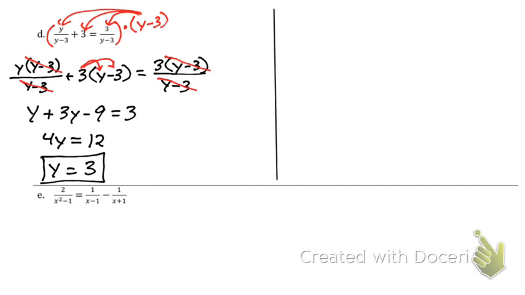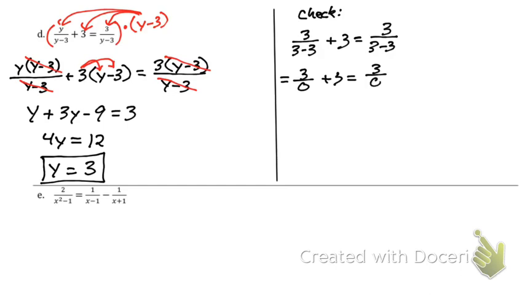So if I was checking my answer, as we should on all of them, I know I'm not taking the time to do that, you can do that on your own. If I was checking my answer, I'd be replacing all my y's with 3's. That would give me 3 over 3 minus 3 plus 3 equals 3 over 3 minus 3. Well, if I go further, we would have 3 over 0 plus 3 equals 3 over 0. That's a huge problem. 3 over 0 and 3 over 0 are undefined.